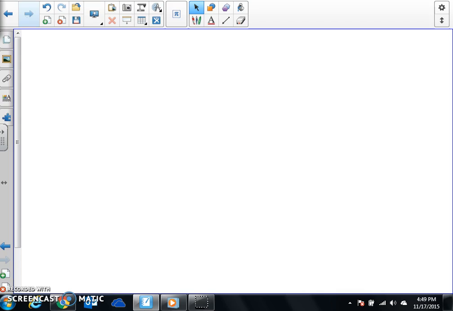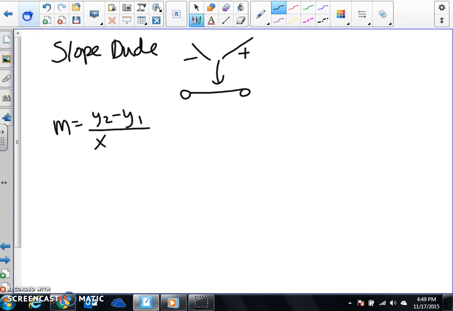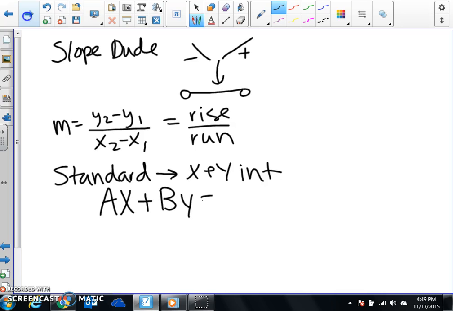All right, that's it. Here are a couple things that I would draw immediately if I were you and I got my test tomorrow. I would draw a slope guy. I would also know that m is equal to y2 minus y1 over x2 minus x1. It's also equal to rise over run. Another thing is standard. Standard I want to use for x and y intercepts. That is ax plus by equals c.